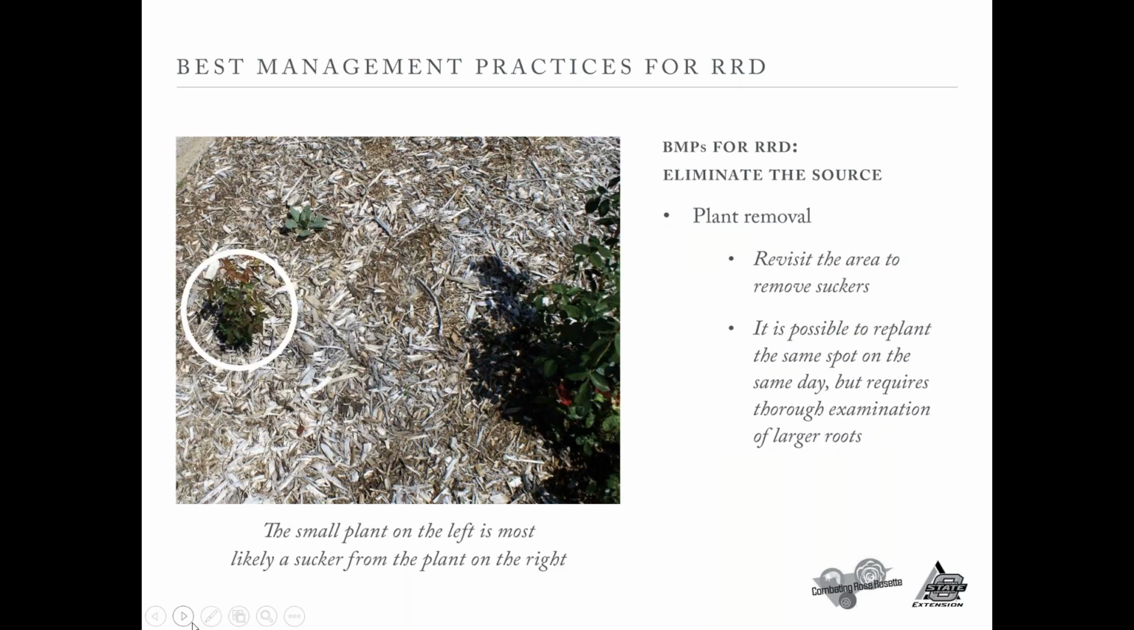When you do remove a plant, it is important to revisit that area to check for what we call suckers. If you've left any larger roots behind, some rose cultivars are more likely to do this than others, they may produce a sucker from that root piece. So the circled plant in the image is one of these suckers that is coming up from a removed plant that was showing symptoms of rose rosette. So be sure to rescout the area before you replant.